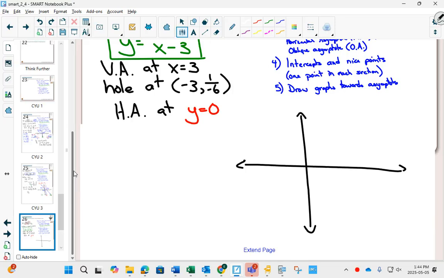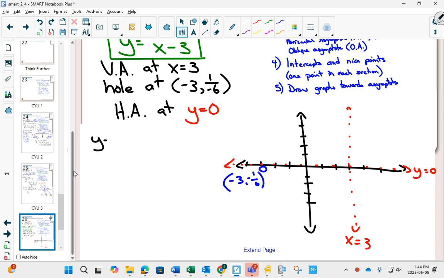On my axis, I have an asymptote at 3. Another one at 0. I have a hole. I can put that hole already on my graph. Negative 3, 1, 2, 3, negative 1, 6. It'll be right about there.